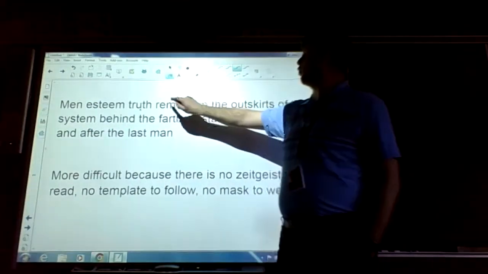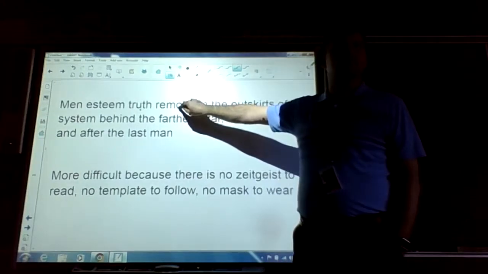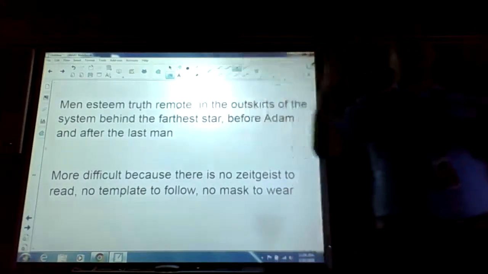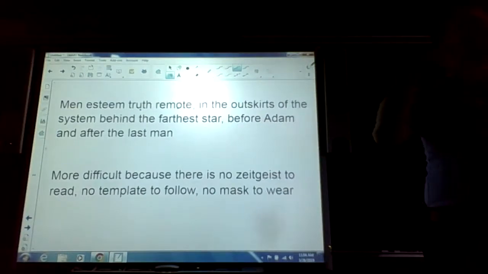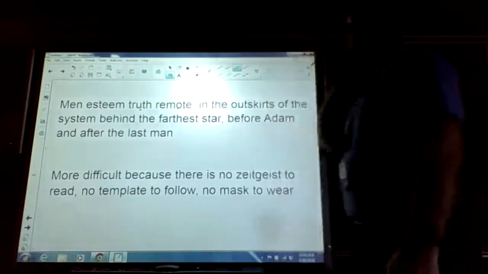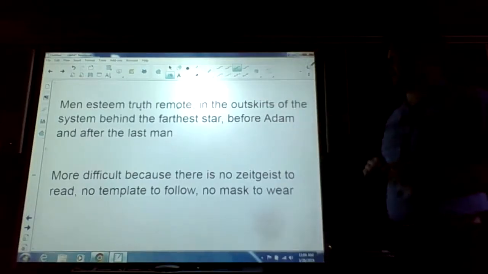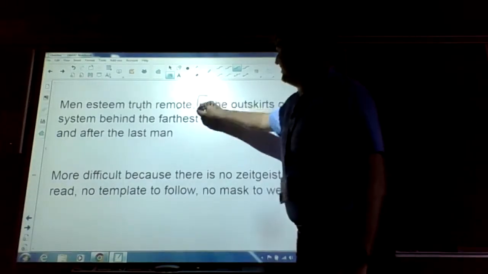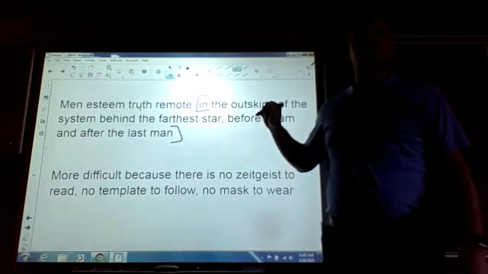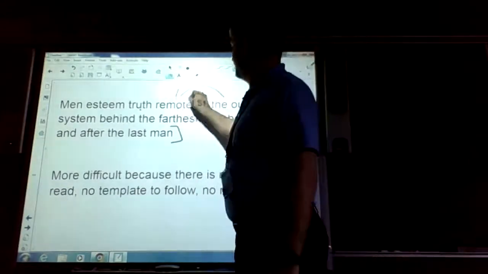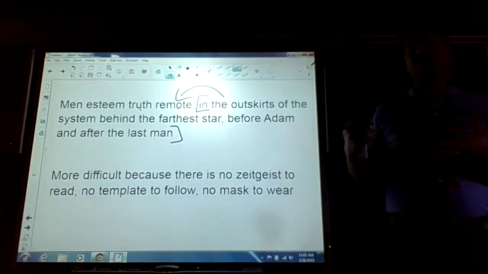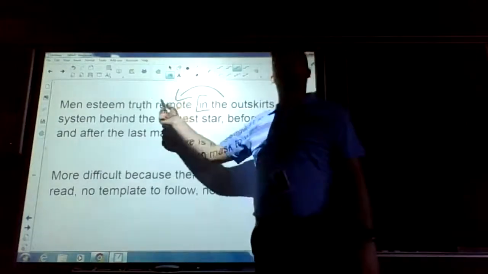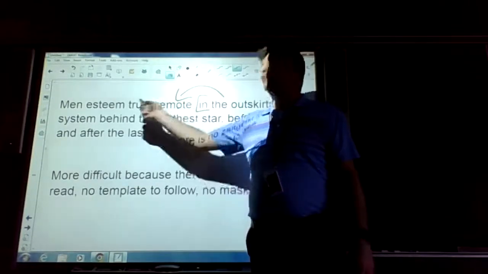We know what the word truth means. Remote. What does remote mean? Isolated, right? Isolation. So if I hold in high regard truth and isolation, in the outskirts of the system, behind the farthest star, before Adam and after the last man. Now here, all of this is emphasizing what? The remote. Truth remote. So in that way, this is functioning as an appositive, right? Because I'm giving further clarification about remote.